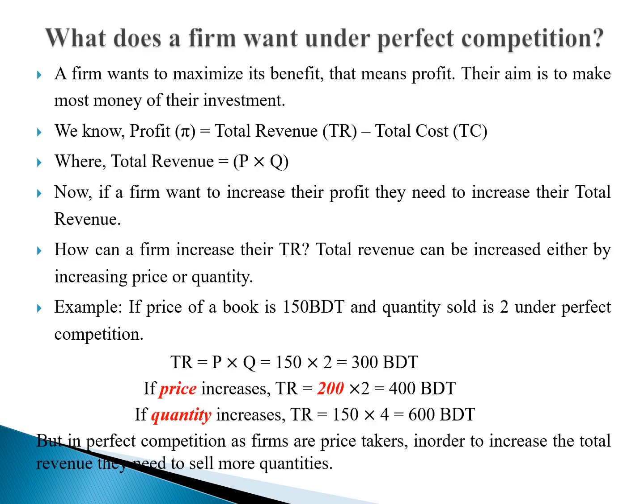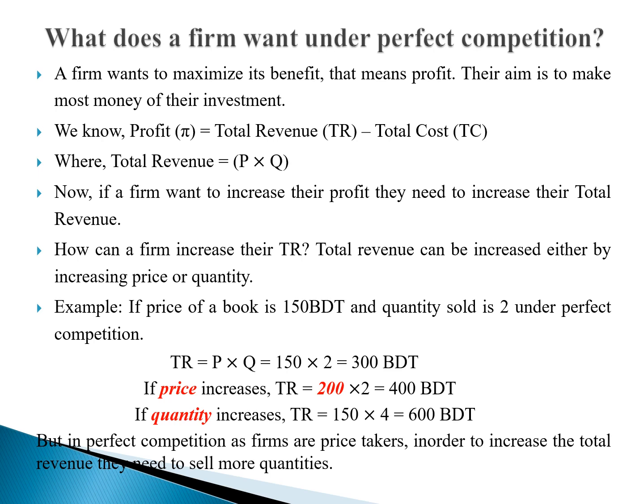Now the question is, what does a firm want under perfect competition? Definitely a firm wants to maximize its benefit. That means profit. A firm's aim is to make the most money from its investment. As a result, under perfect competition, a profit maximizing firm would definitely want to maximize its profit.